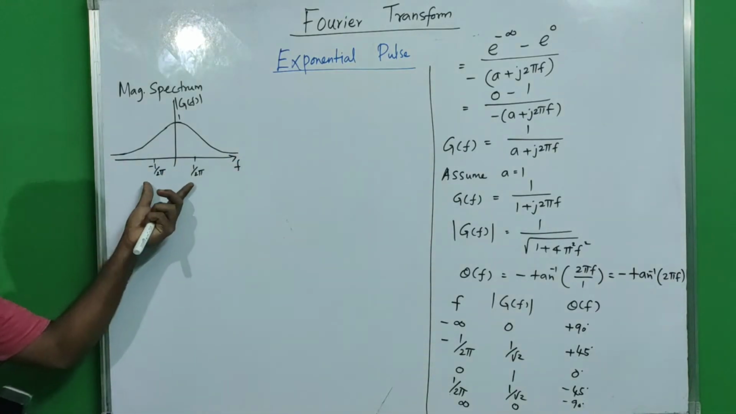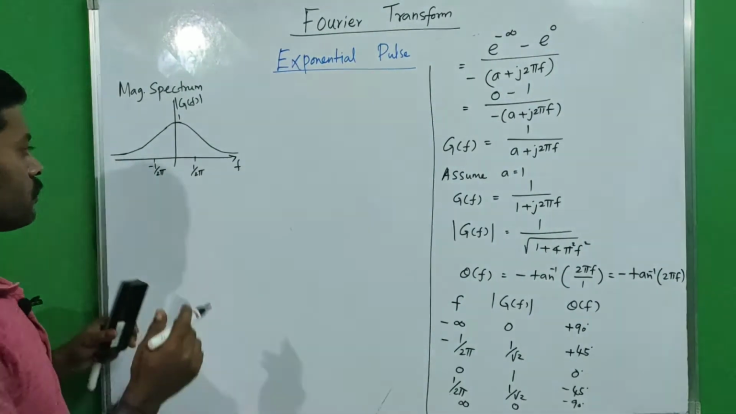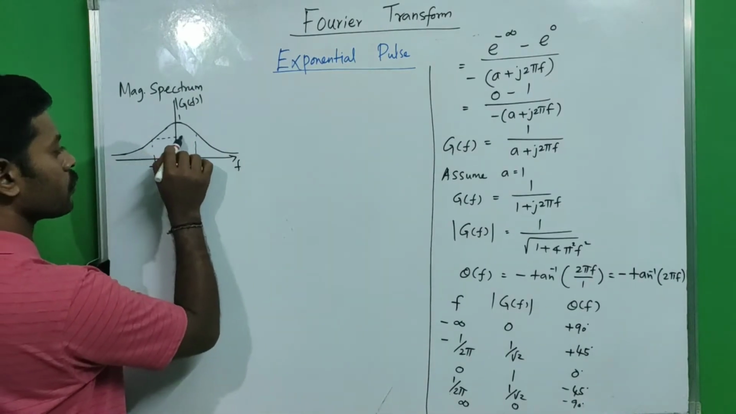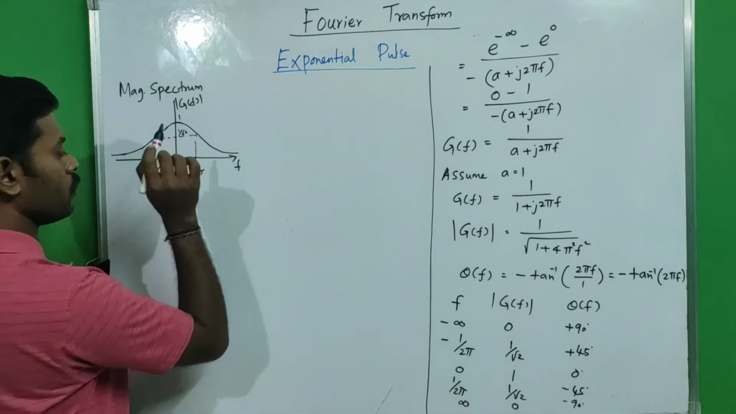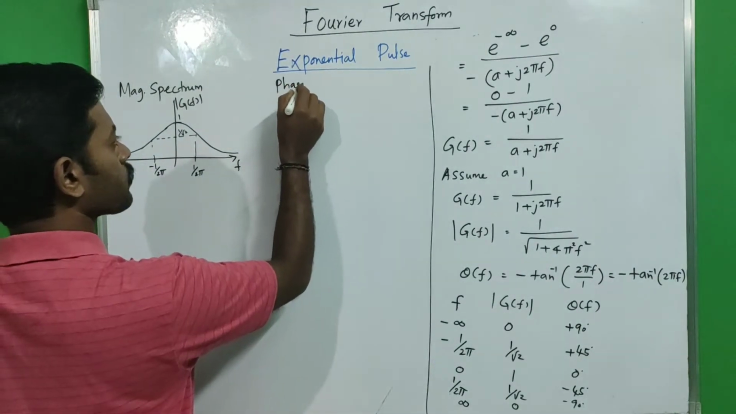So this is the magnitude spectrum for the decaying exponential pulse. Here my magnitude is 1 by root 2, here also 1 by root 2. Next, phase spectrum.